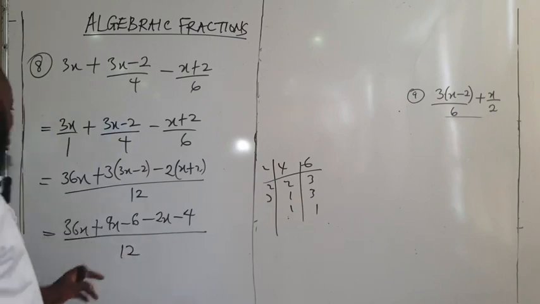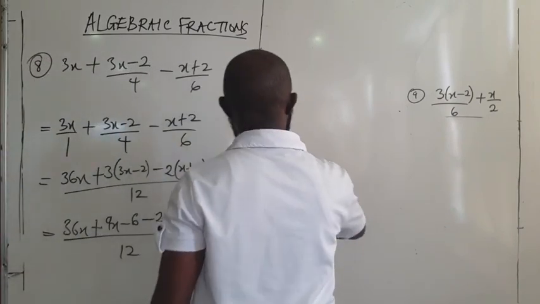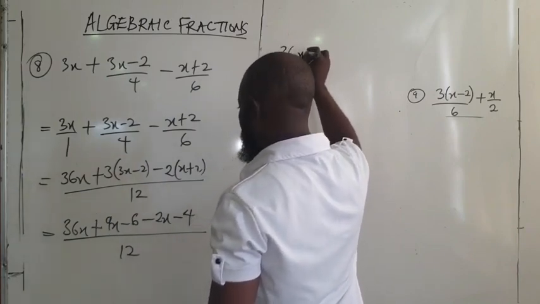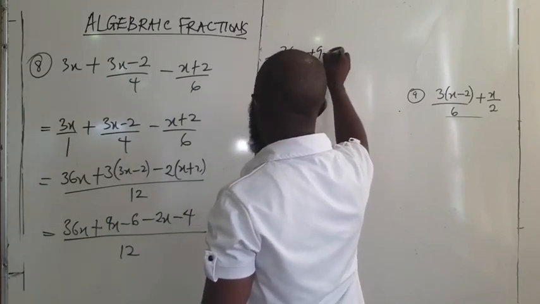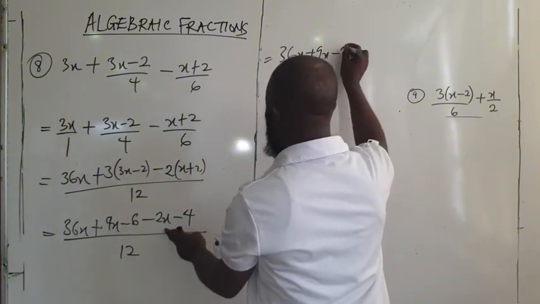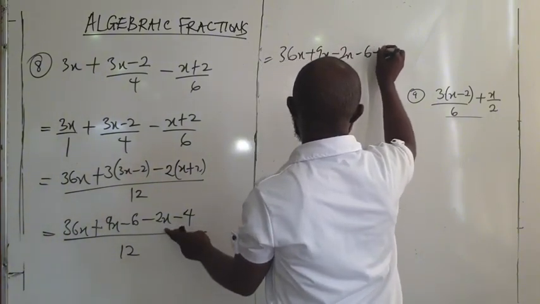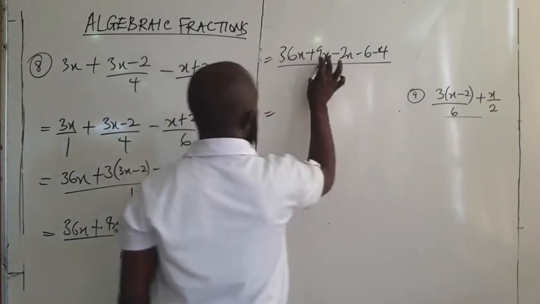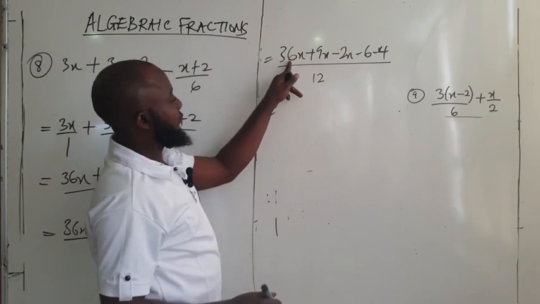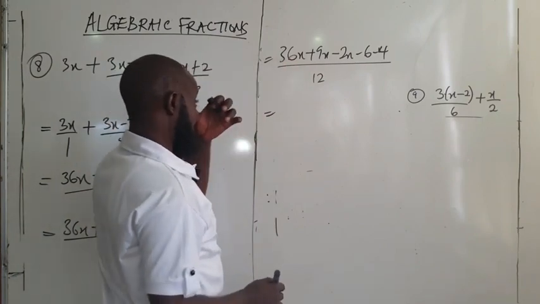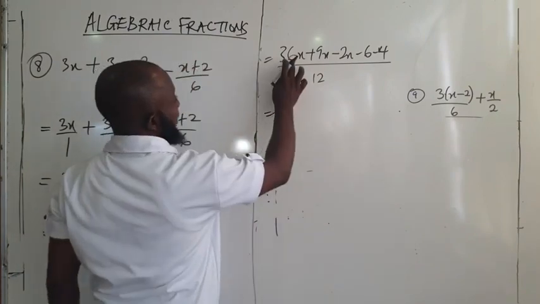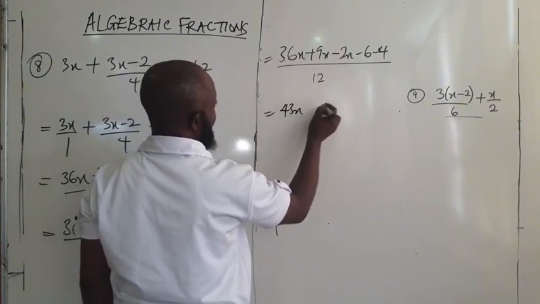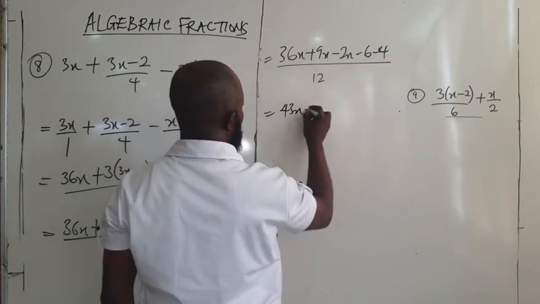So we then collect like terms. The like terms we have there are 36x plus 9x. This becomes minus 2x minus 6 minus 4, divided by 12. So this gives 45. This 45 plus minus 2, that's going to be 43x. Minus 6 minus 4, minus 10.